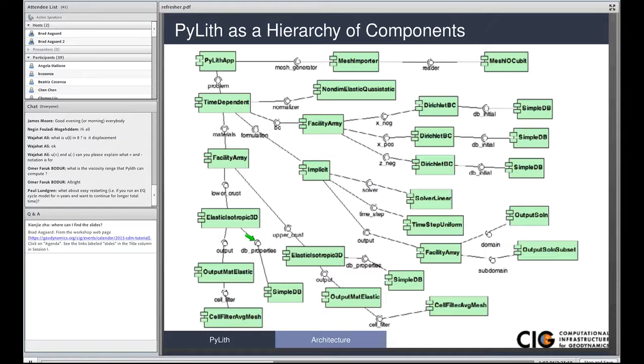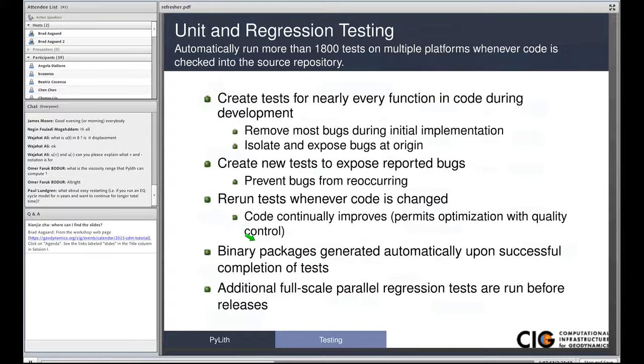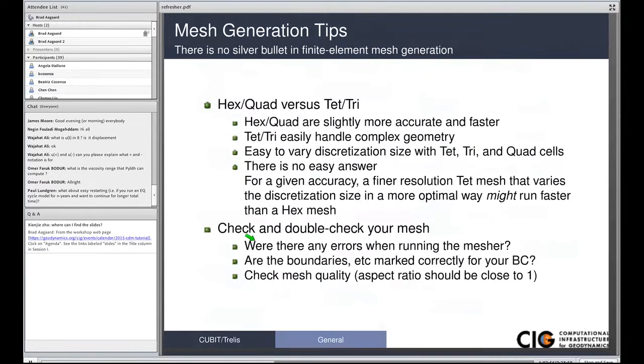So you can see that, as you break it down, it actually turns out to be quite simple, but it is really a hierarchy of components. And in our parameter file, we really make use of this hierarchy of components to specify the parameters. I'm going to skip over the testing. You can come back and read this at your leisure.